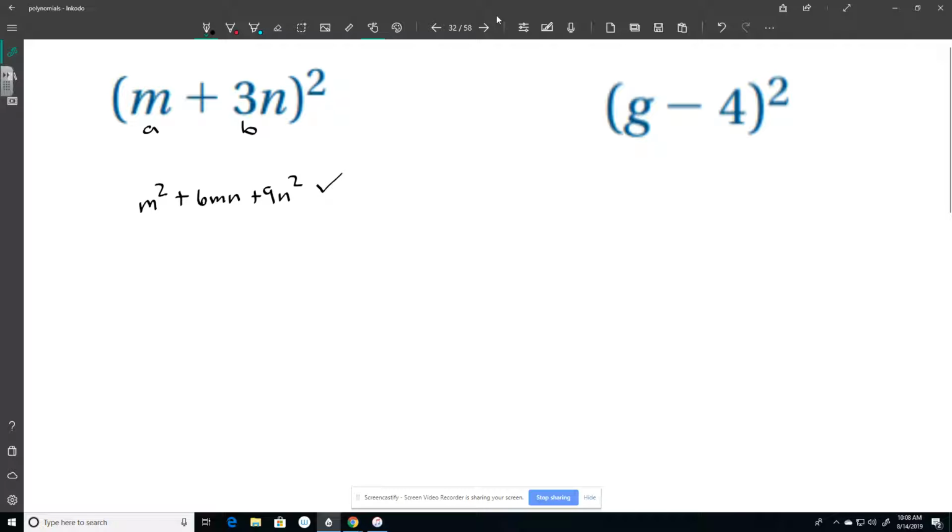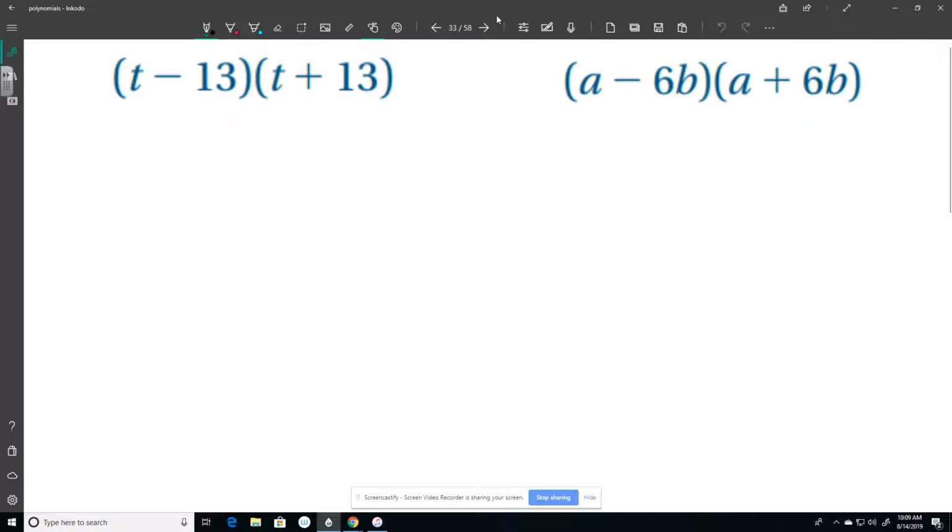Or FOIL, write it out, m plus 3n times m plus 3n, and do it the long way, you'll get the same answer. G minus 4 squared, again, it's the same parenthesis squared. This is my a, this is my b, but this time it's a minus sign. So I square a, then I get a minus 2 times g times 4, which is 8g. And then I square the second one, which is positive 16. That would be my final answer if I'm doing the shortcut. If I'm not doing the shortcut, I'm still going to get there. It's just going to take a little bit of extra work.